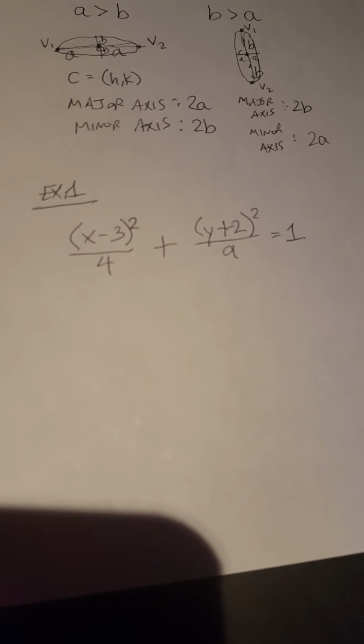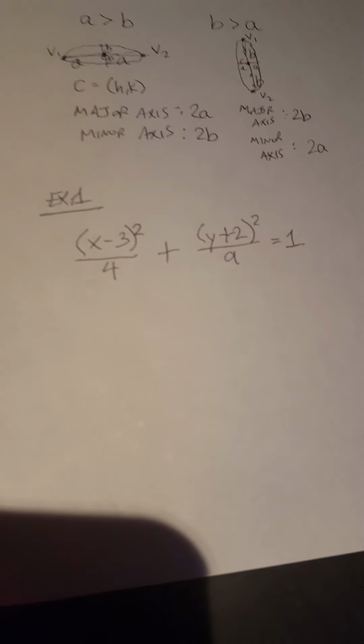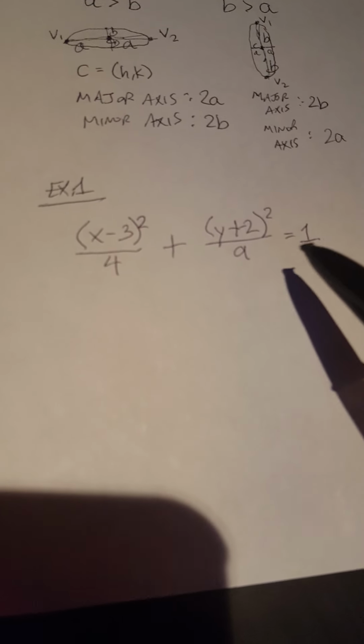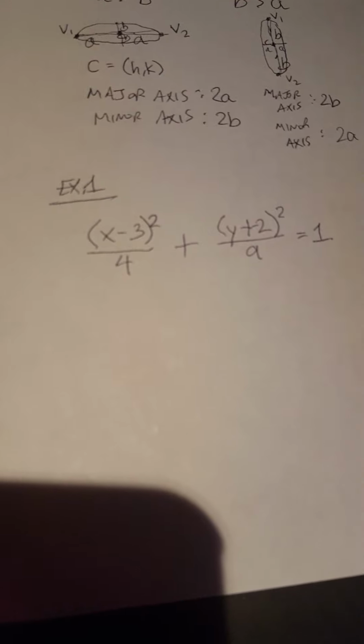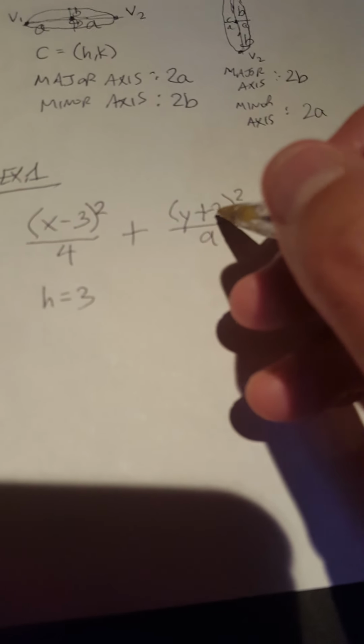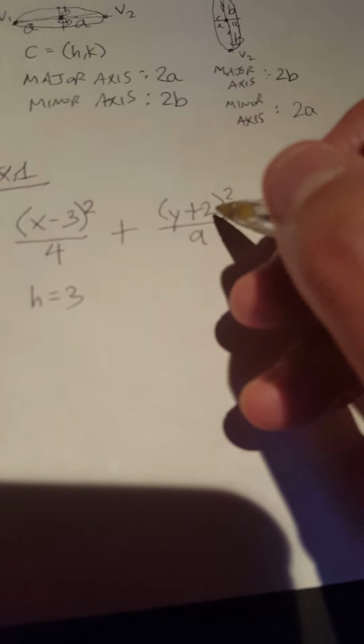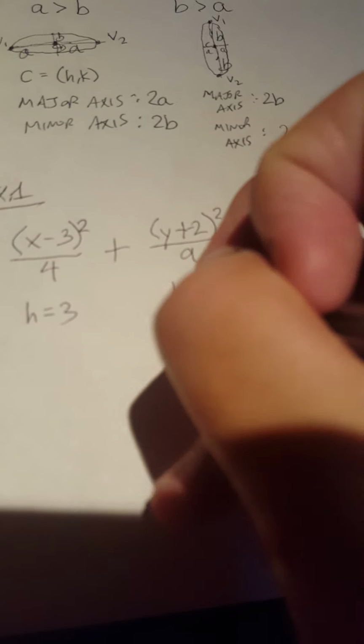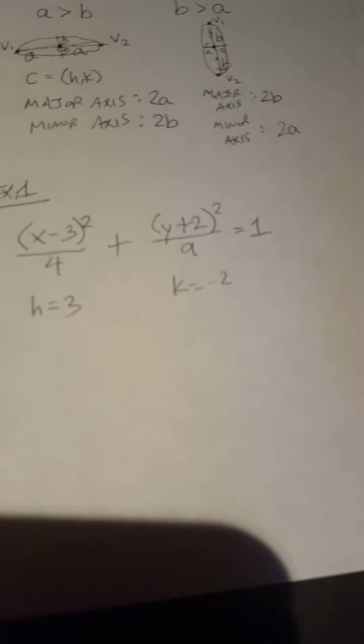In this example, we have the equation x minus 3 quantity squared over 4 plus y plus 2 quantity squared over 9 equal to 1. So here I can see that our h is 3. Remember, h is what's being subtracted from your x. So here I'm going to say that my h is 3. In this case, because this is a plus, because it has to be subtracted, you're saying y minus negative 2. That's why your k is negative 2.